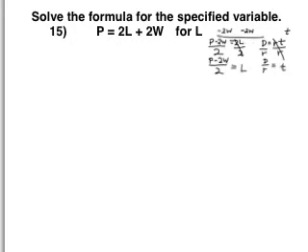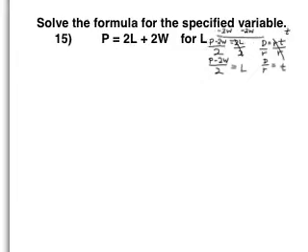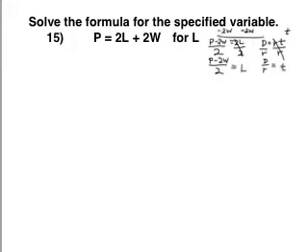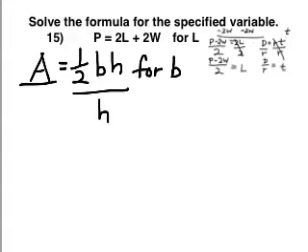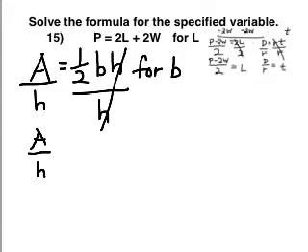Let's do another one. The area of a triangle equals 1/2 the base times the height. And let's say we were going to solve this in terms of b. So we want to get the b alone. Let's divide by h, both sides. The h's will cancel out on this side, and now we have a over h equals 1/2 b.